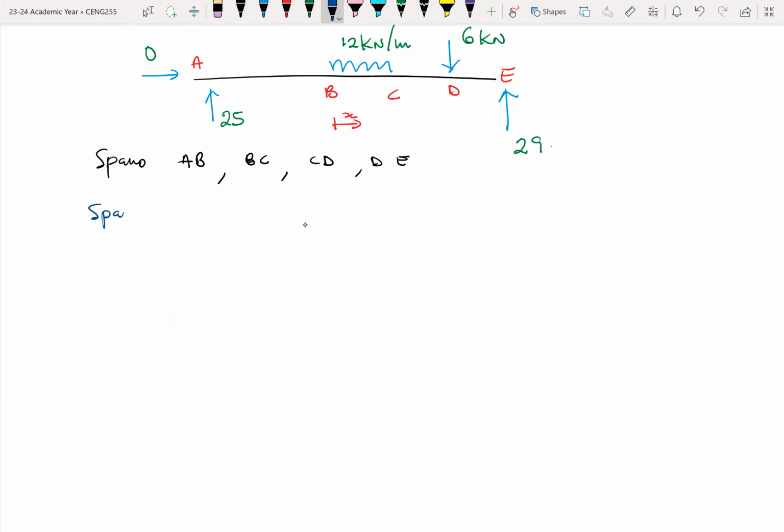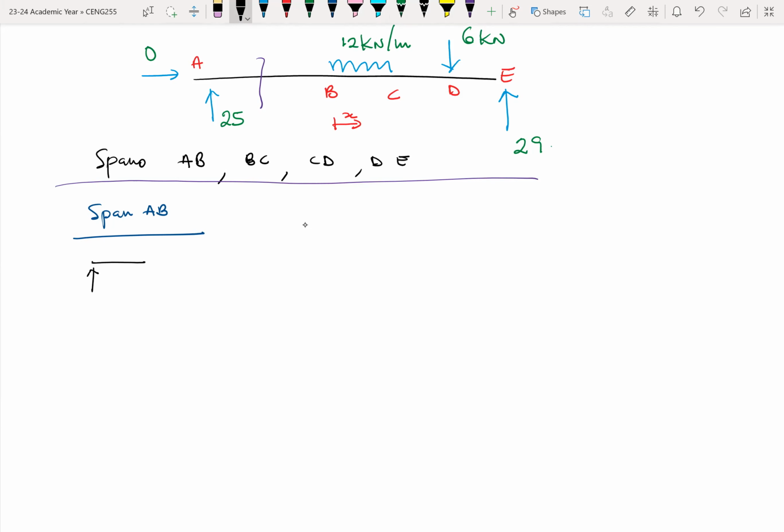So span AB. With that one, we can assume that we are somewhere in this space. So span AB means that we can cut a section between A and B. If I cut a section between A and B, this is what I have. I have my reaction here.